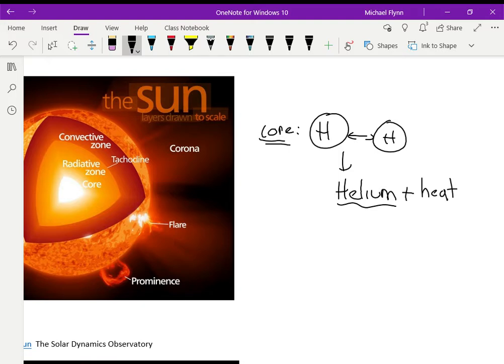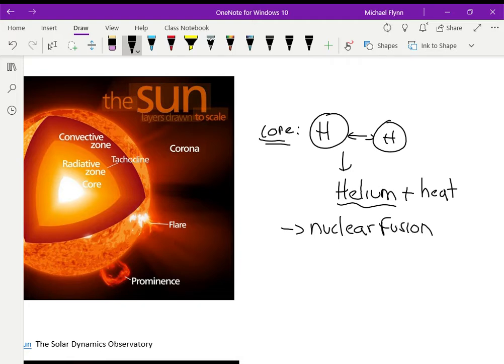So when you get a lot of this going on, you have this massive nuclear reactor. That's basically what the sun is. It's a gigantic nuclear reactor. And what it's doing is fusing hydrogen to form helium, and in the process, releasing a tremendous amount of heat and light. Okay? So that's what's going on in the core. So in the core is a process called nuclear fusion.